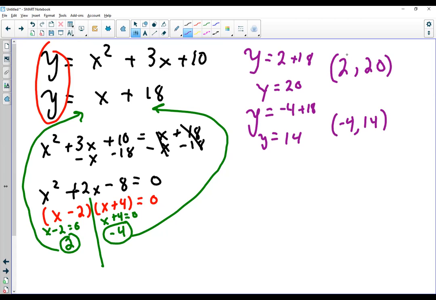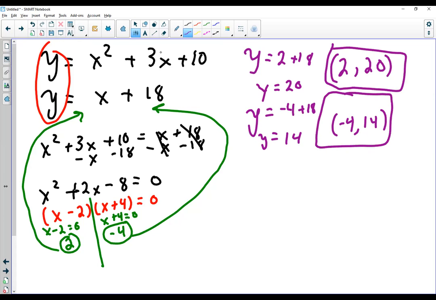You need to write both. Wait, do you have to test them? You do not need to test them, but if you really want to test them, you take it and plug it into the top one and see if it's true.